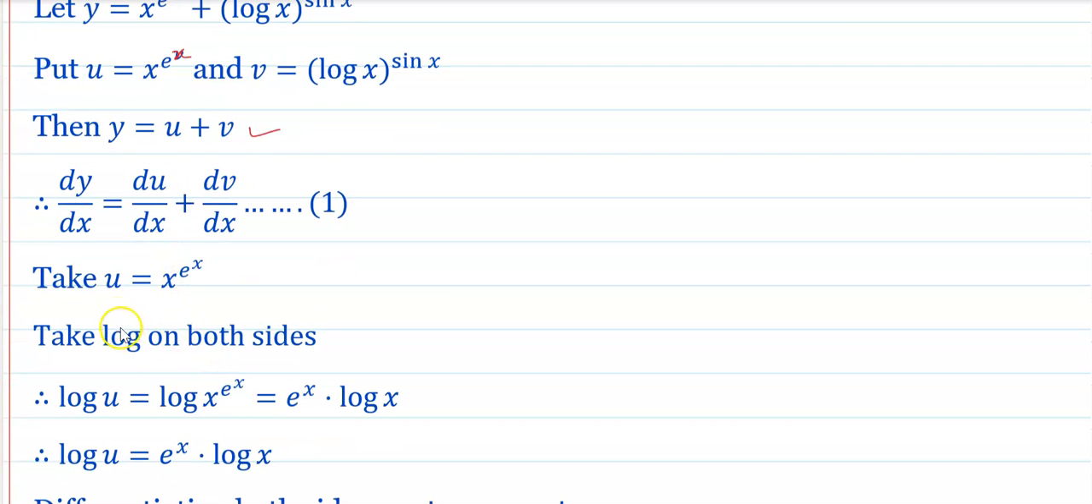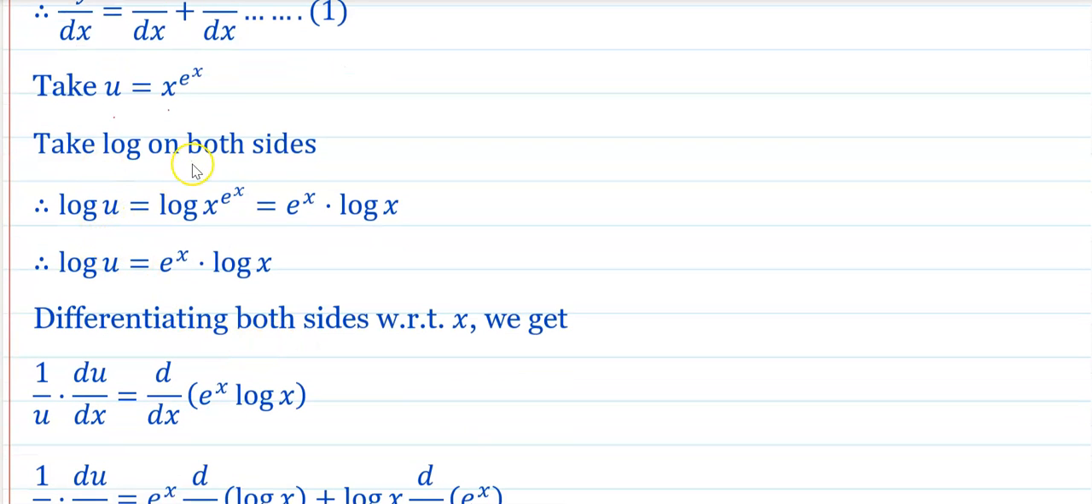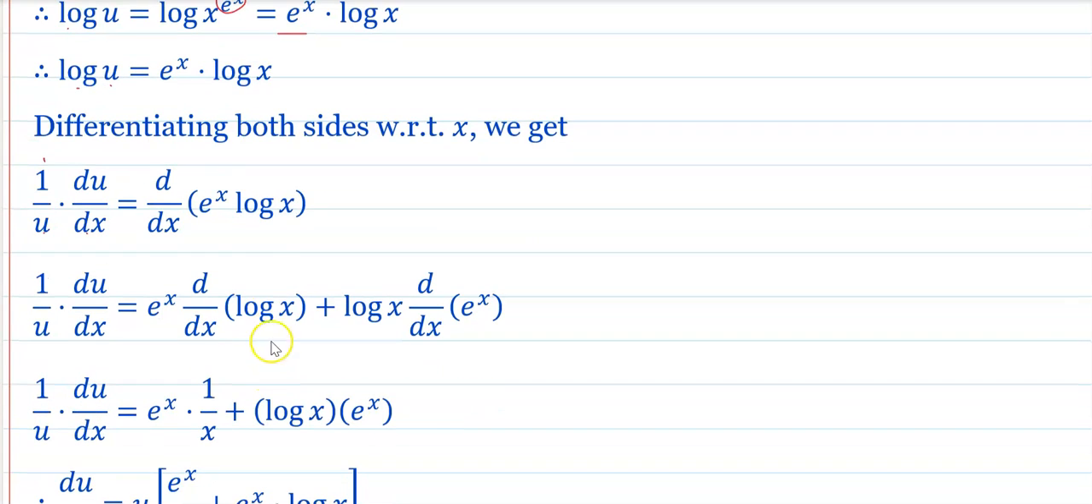Now first, u is equals to x raised to e raised to x. Take log on both sides. Therefore log of u is equals to log of x raised to e raised to x. Again this e raised to x is a power, it comes to the front. Therefore log of u is equals to e raised to x into log x. Now differentiating on both sides, what is the derivative of log of u? It is 1 upon u into du by dx. Here d/dx of e raised to x into log x, here we will apply the product rule.